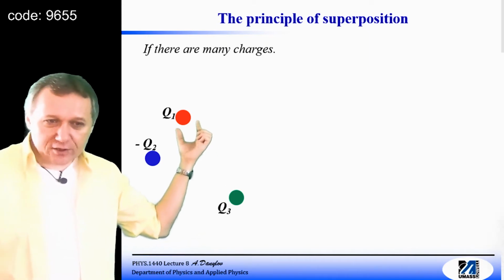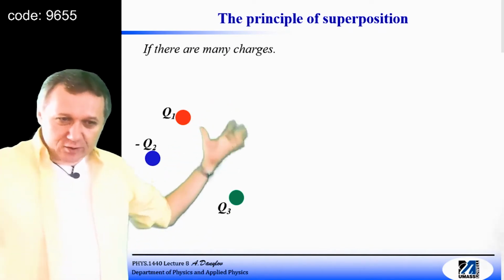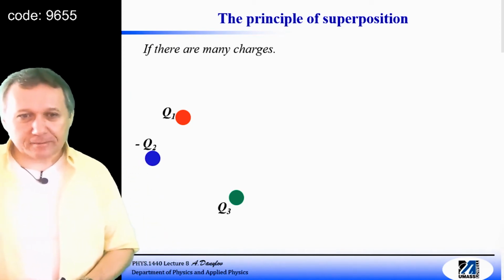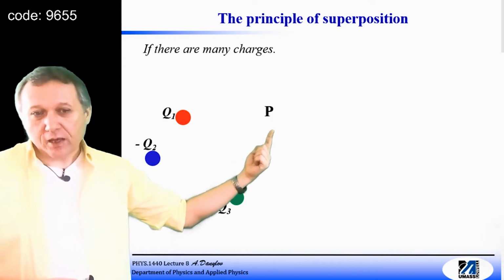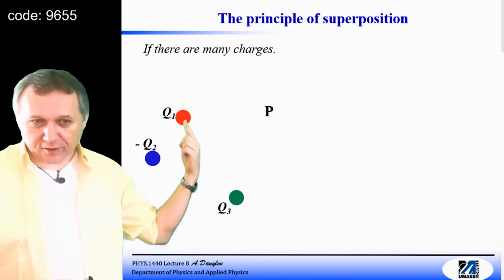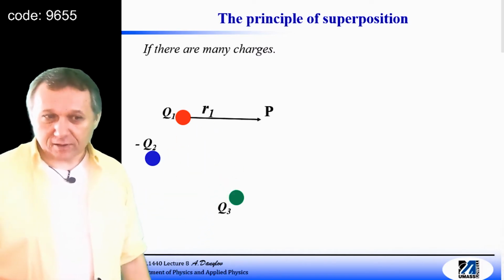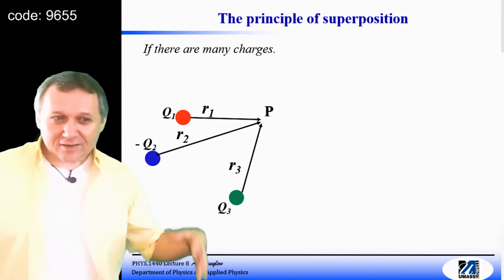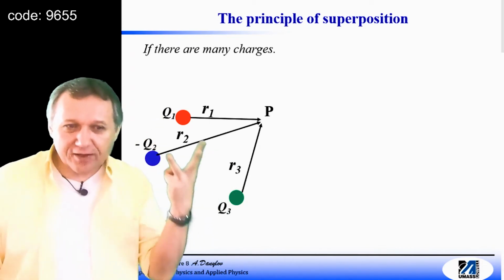So what do we have here? This charge creates its own electric potential, this creates its own, this creates its own. So we have a superposition of three electric potentials, right? Let's assume that we want to find the net electric potential at this point P. So we need to find the contribution from this, then that, and this. And of course, we'll need to know the distances R1, R2, and R3. And since the electric potential is a scalar, we just need to add 3 numbers.